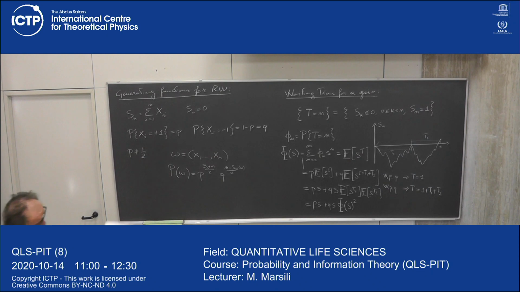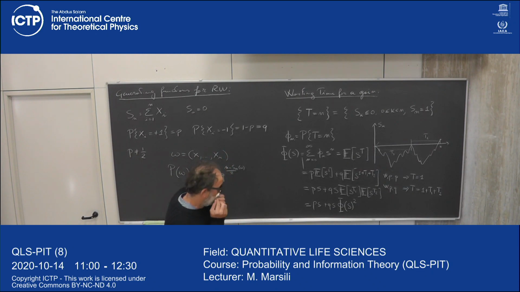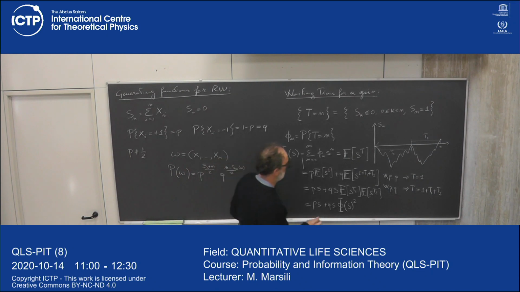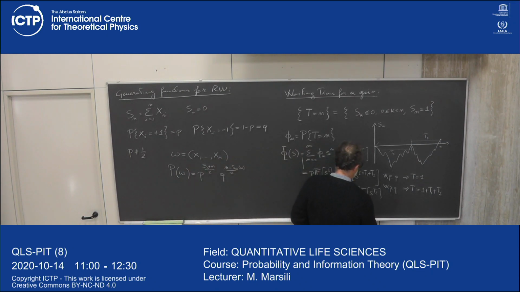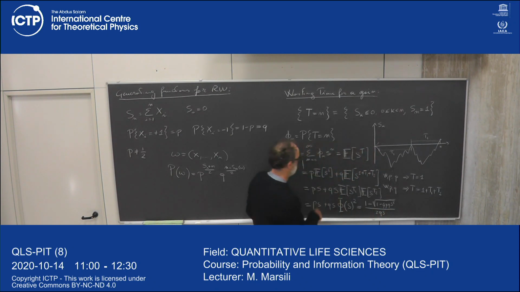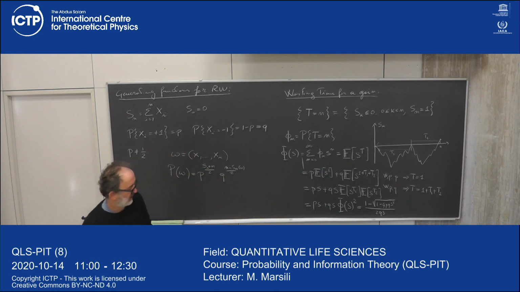So now you see we have an equation for the generating function, which is a quadratic equation, and we can solve it. The solution of this quadratic equation is very simple, and it's 1 minus the square root of 1 minus 4PQ s squared, divided by 2Q times s, because Qs is just the coefficient of this.